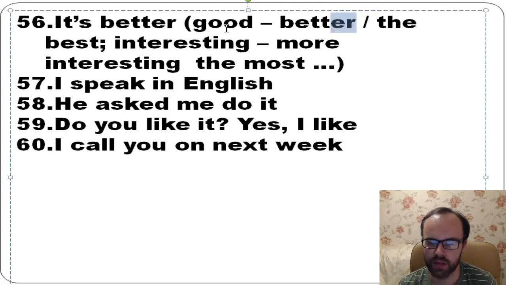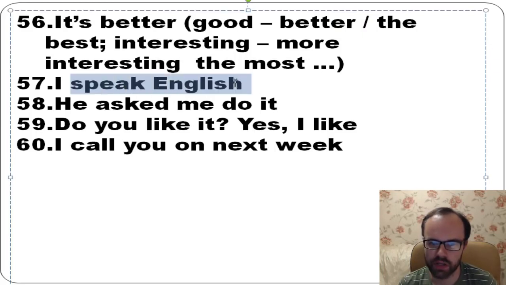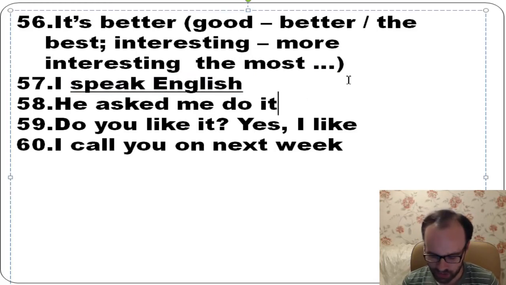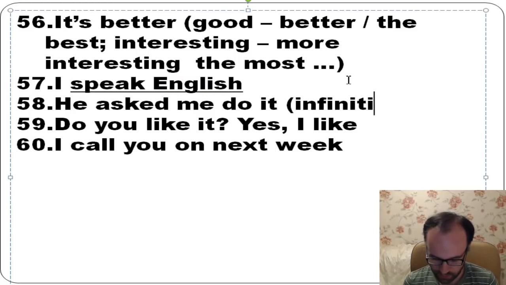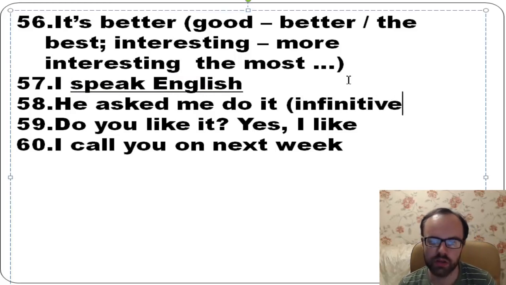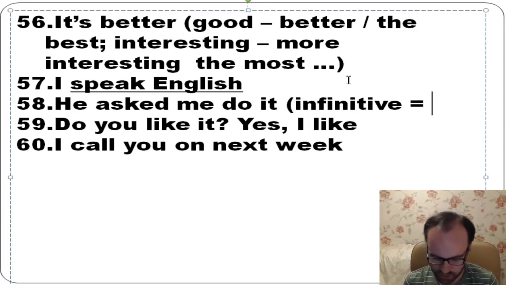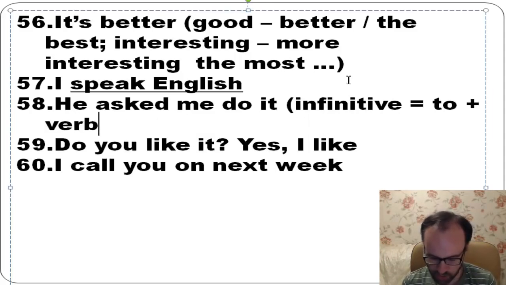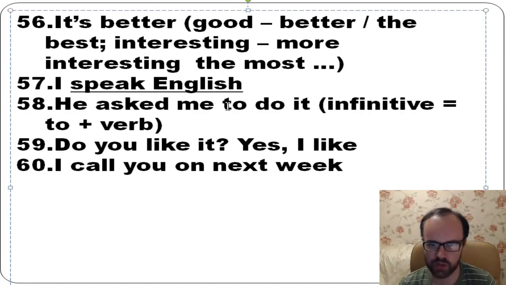It's better. I speak in English. Students make this mistake again and again. Speak English, without in. I speak English. He asked me, do it. It's an infinitive, and it means that you need to put to before a verb. He asked me to do it.